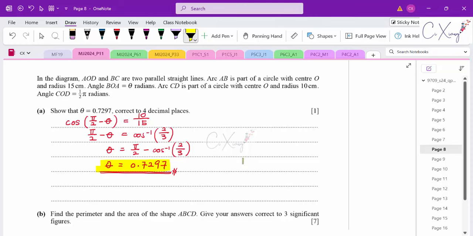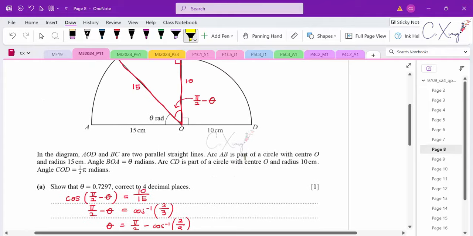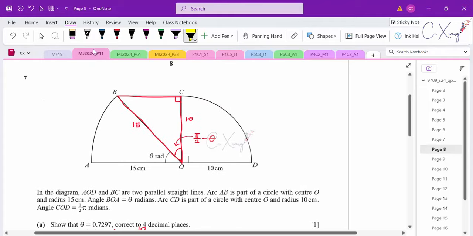Okay, all right, then let's continue further. Part B, they want us to find the perimeter and also the area of the shape ABCD. Give the answer correct to 3 significant figures. So now we want to find out the perimeter and also the area. Let's have a look at the diagram again.